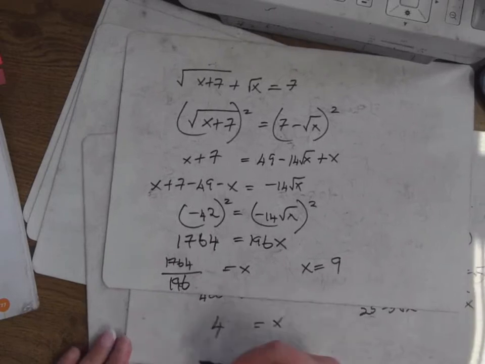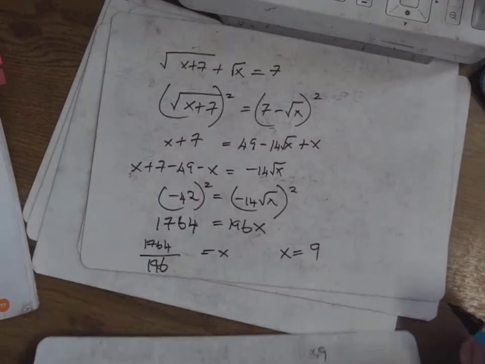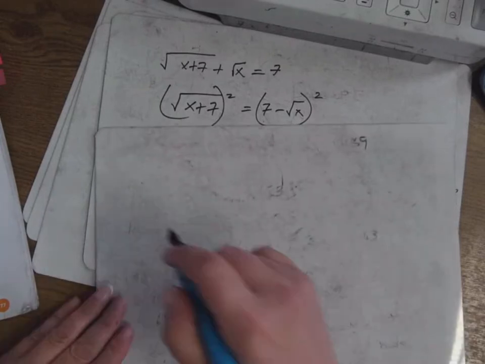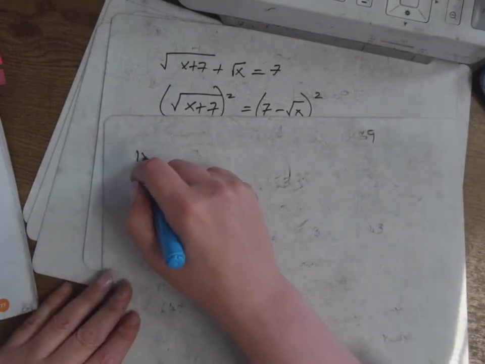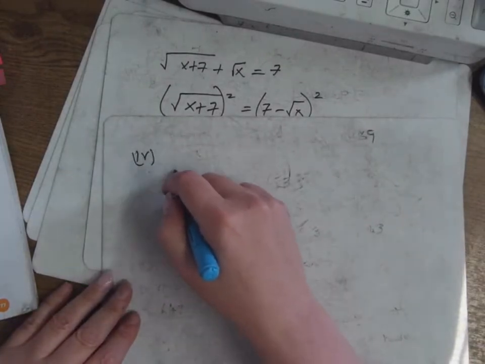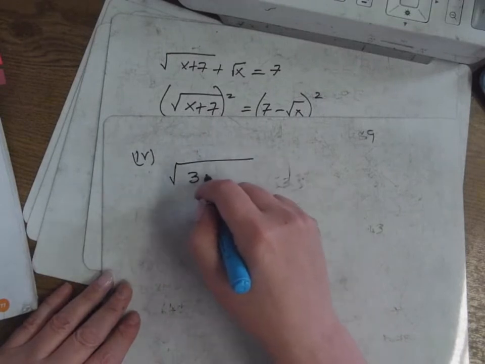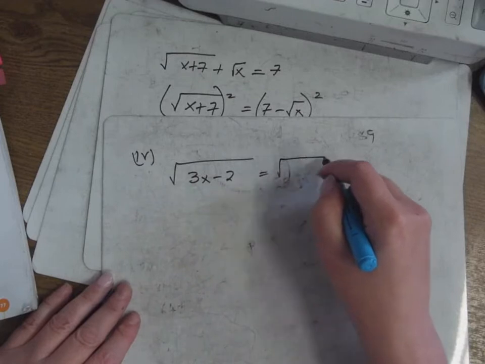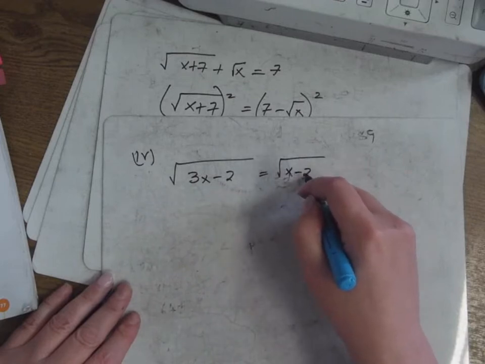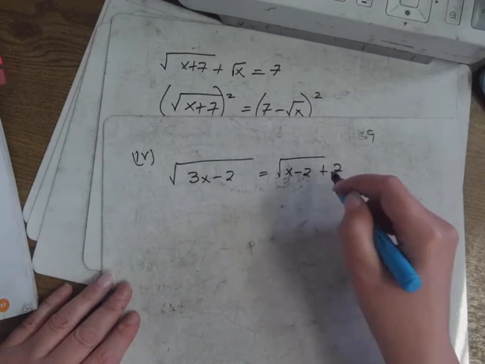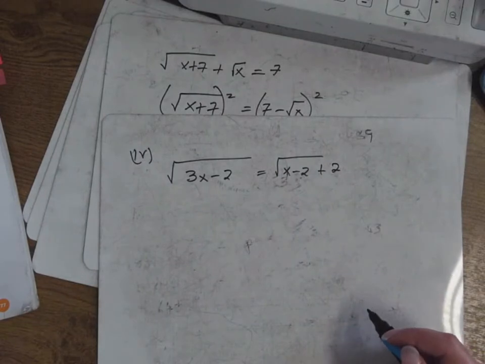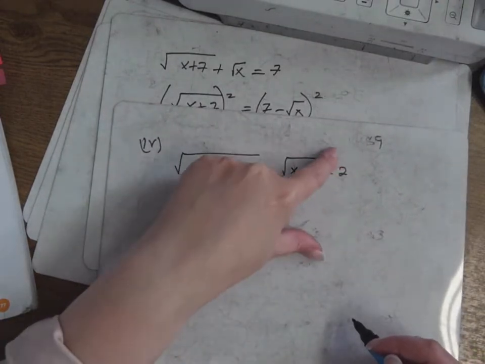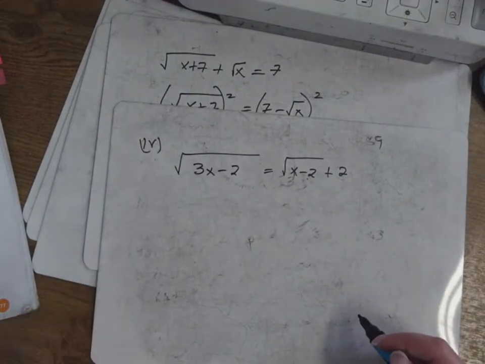So that's part 3, and someone asked me for part 4. Can I take it away? Right, part 4. So it's the square root of 3x minus 2 equals the square root of x minus 2 plus 2. So we have two square root signs, one on the left, one on the right, so I don't have to move them. That's the way I want it.